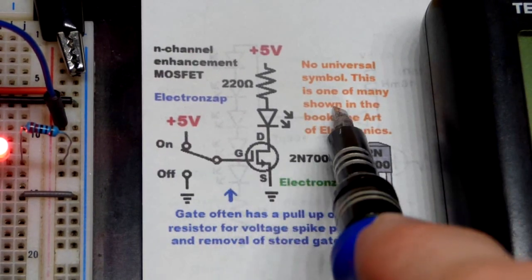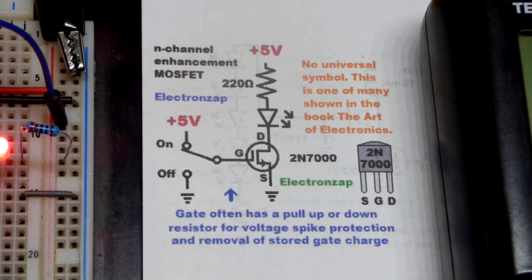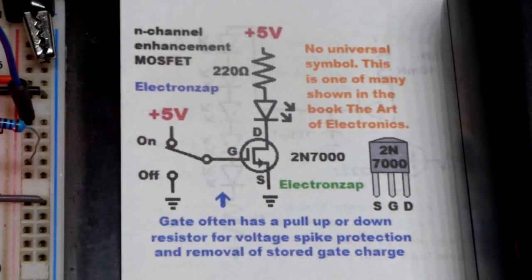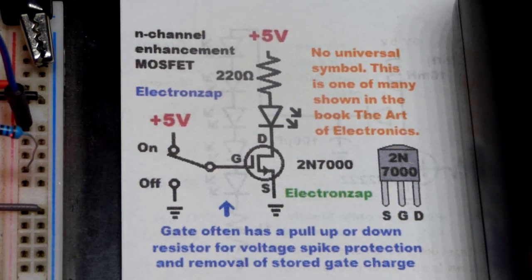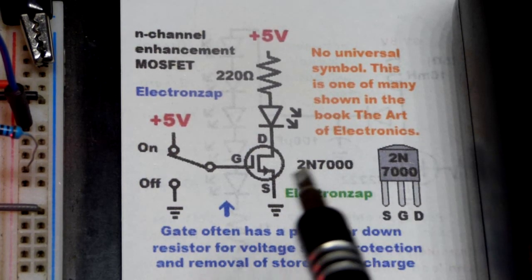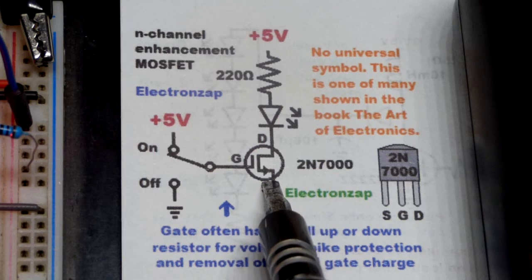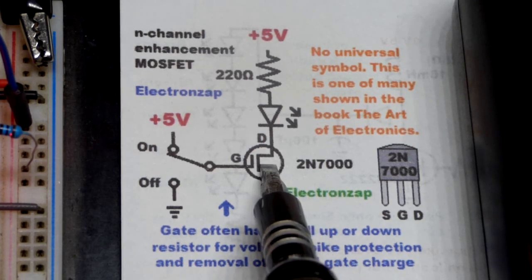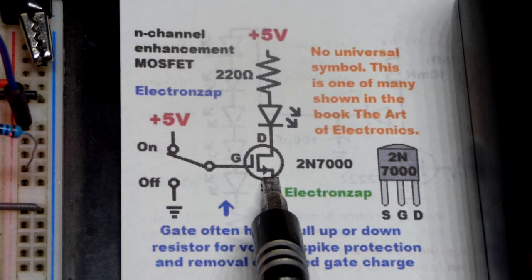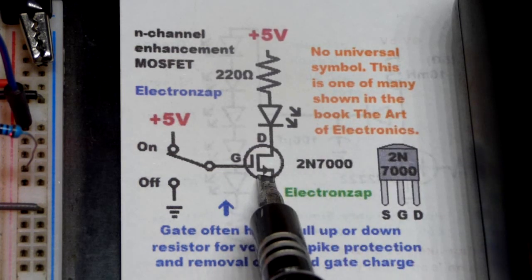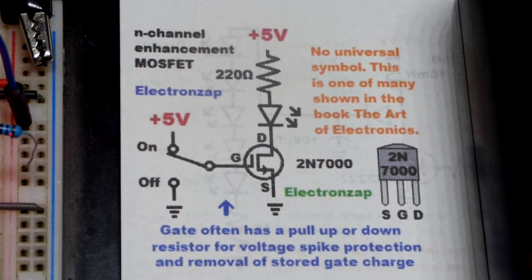And by the way, there is no universal symbol for MOSFET. There's enhancement, depletion MOSFETs, and N-channel, P-channel. But different people use different symbols. This is the one that I like. I don't think I drew it perfectly, but it's pretty close to what the Art of Electronics made right there. I have the arrow pointing out.